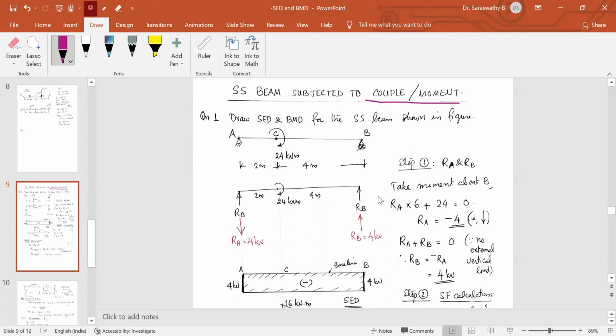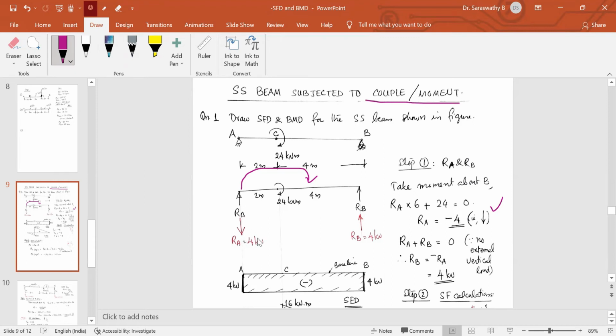Now, take moment about B. This RA, when you take moment about B, goes clockwise. So RA into this much distance, 6, RA into 6 clockwise. This external moment is also clockwise. So plus 24 is equal to 0. From that we get RA is equal to minus 24 by 6, minus 4. That means the reaction we have assumed as upwards, we are getting negative.